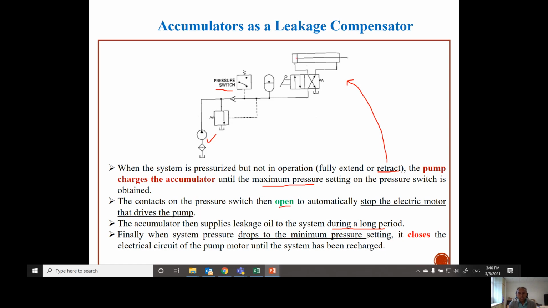Okay, remember when the cylinder was fully retract just now, the oil from the pump cannot go further because it's already at the maximum. So that's why we call this a leakage oil, because during this time when the cylinder was fully retract, all the oil coming from the pump will be charged inside the accumulator. Okay, but now when the pressure switch opens and the pump is off, so now the accumulator will act as the power supply.